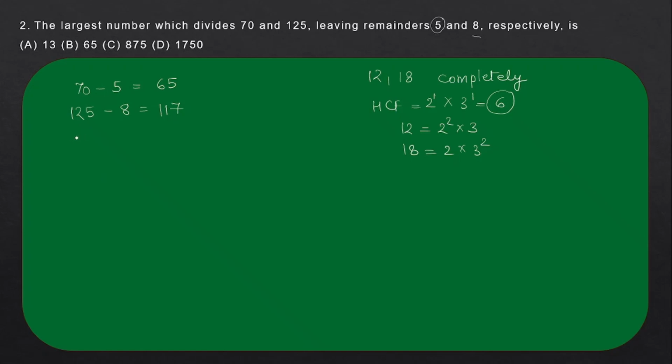What do we have to calculate? Their HCF. Factors of 65: 13 times 5. Factors of 117 is 13 times 3 times 3. So the HCF of 65 and 117, what is it? It is nothing but 13. So this is my correct answer.